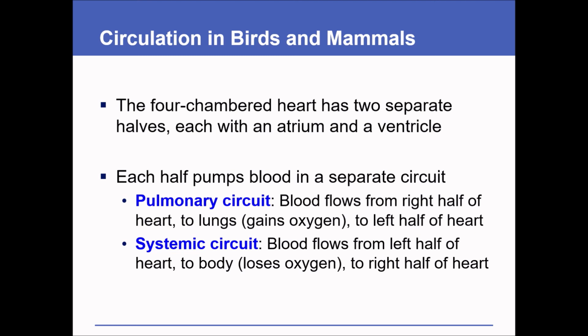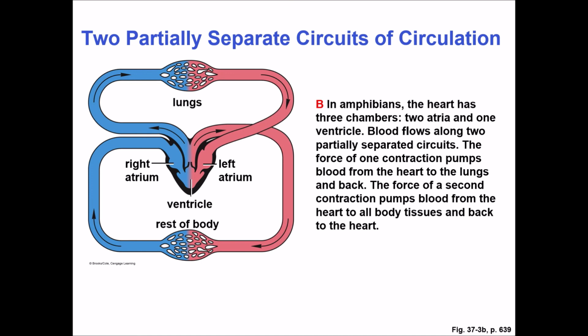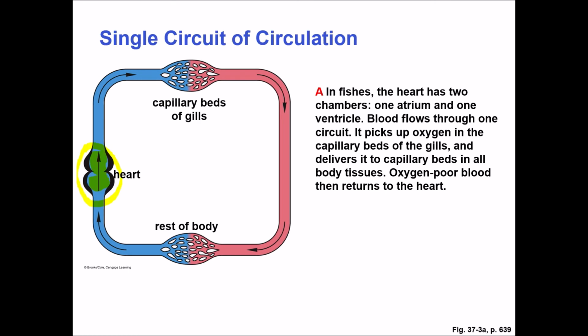Let's recognize once again two fully separated circuits: birds and mammals. Then we have two partially separated circuits: amphibians. We see just three chambers, left and right atrium and one ventricle. Then single circulation, or single circuit of circulation, means it has just one atrium and one ventricle, and it is just one simple circuit that delivers the blood into the gills. Then the gills oxygenate the blood, it travels to the systems, and then it is collected again in the veins.